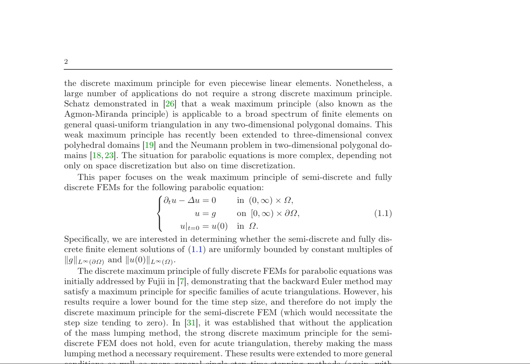The authors build upon existing results for elliptic problems and explore the parabolic equation ∂_t u − Δu = 0 in (0, ∞) × Ω, with specified initial and boundary conditions. Previous works on the discrete maximum principle for fully discrete FEMs, such as those by Fujii, required specific families of acute triangulations and lower bounds for the time step size, but these results did not extend to semi-discrete FEM.